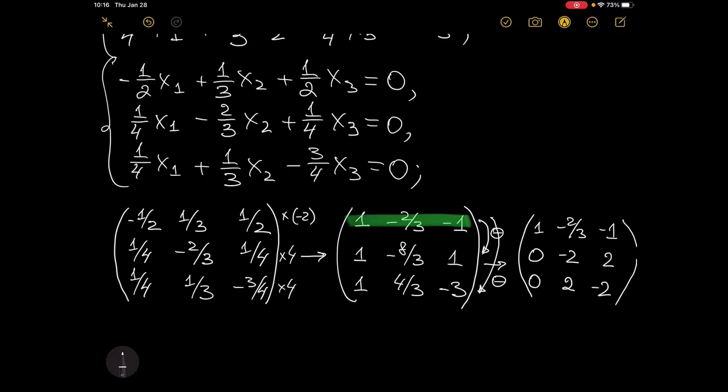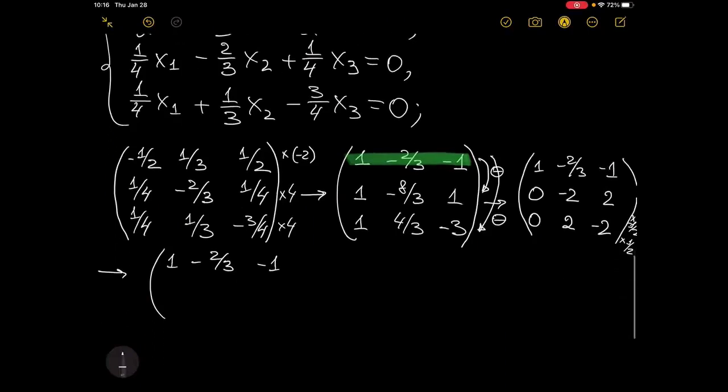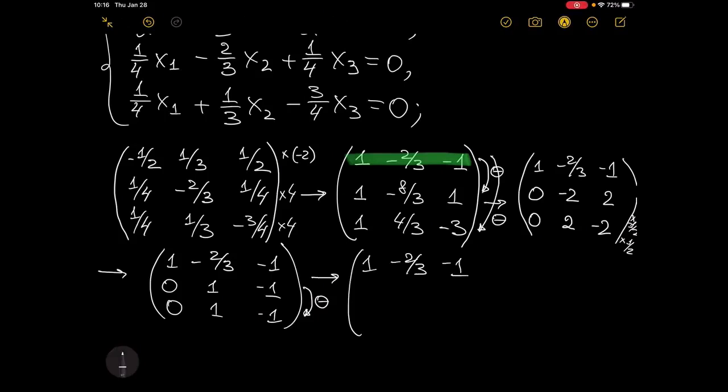Okay, so I can multiply these by -1/2 and these by 1/2. So as a result, I'm getting 1, -2/3, -1, 0, 1, -1, 0, 1, -1. Subtracting, I'm getting 1, -2/3, -1, 0, 1, -1, 0, 0, 0. So this is row echelon form, right? But I don't want to stop here, so I want to continue.